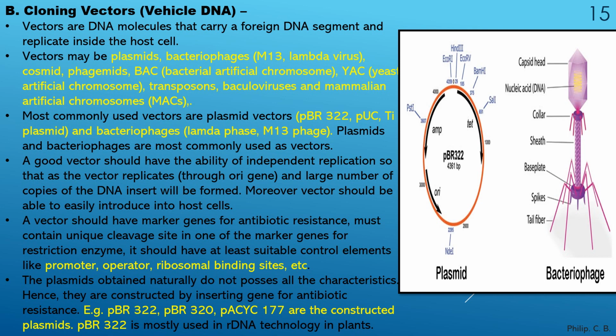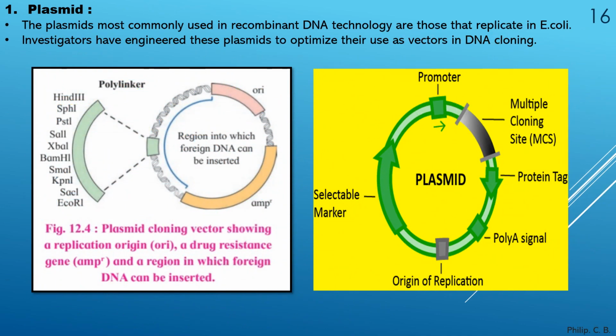The plasmids obtained naturally do not possess all these characteristics. Hence, they are constructed by inserting genes for antibiotic resistance. For example, as you already learned, pBR322, pBR320, and pACYC177 are constructed plasmids. pBR322 is the most commonly used in rDNA technology. So out of all these plasmids, pBR322 is the most commonly used one in the technique.